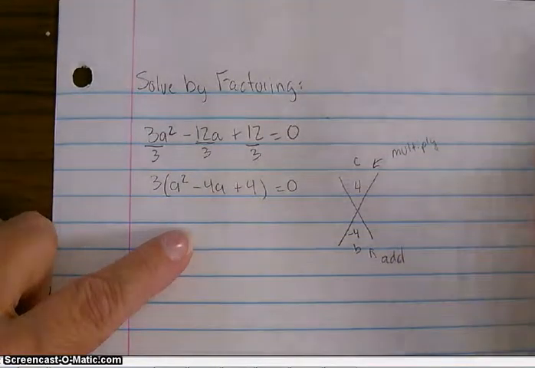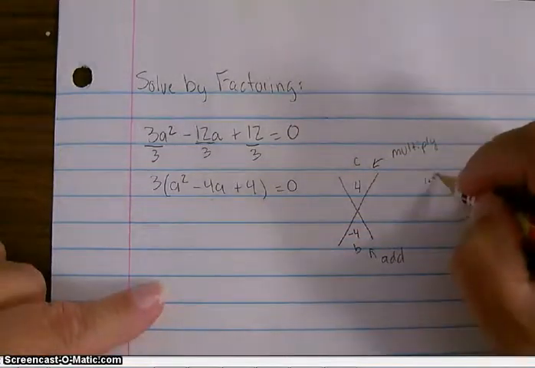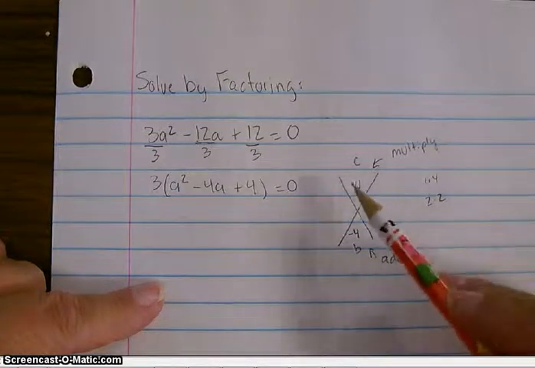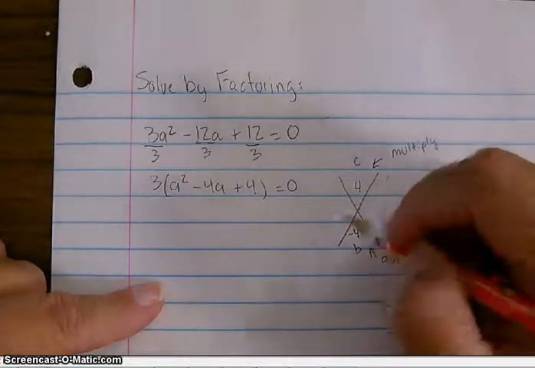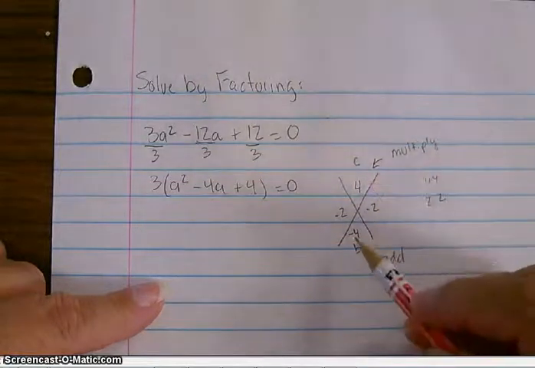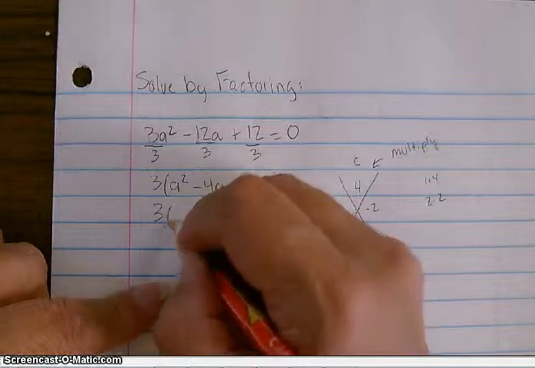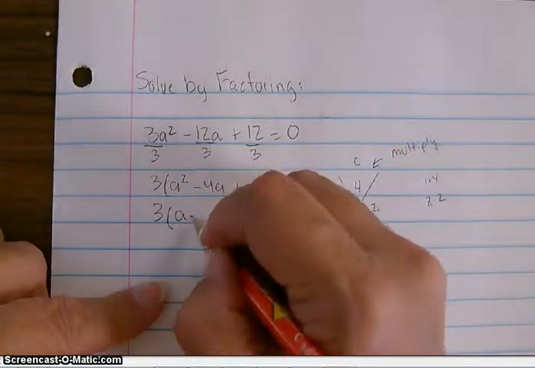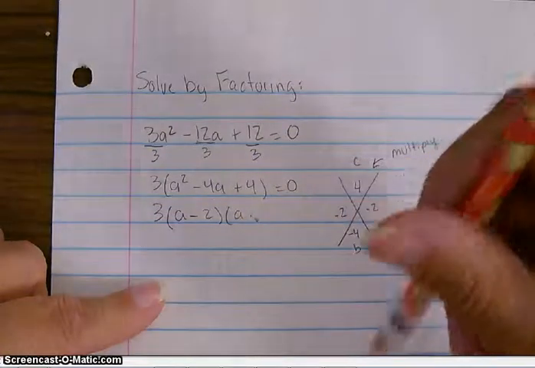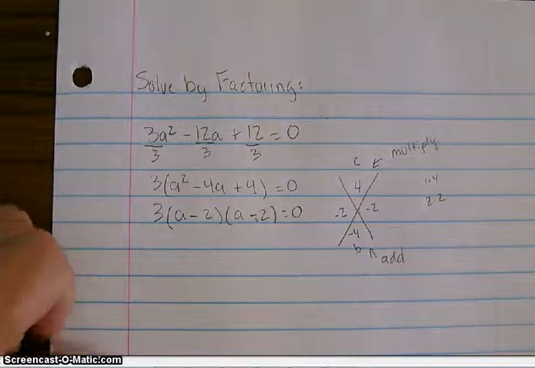Okay, so the factors of 4, numbers that multiply to give me 4, are 1 and 4, and 2 and 2. Alright, so how can I multiply to get a positive 4 and add to a negative 4? Well, if I multiply negative 2 and negative 2, I get a positive 4, and if I add them, I get a negative 4. So this becomes, with a 3 on the outside, A minus 2 times A minus 2 equals 0. Okay, so there are my factors.